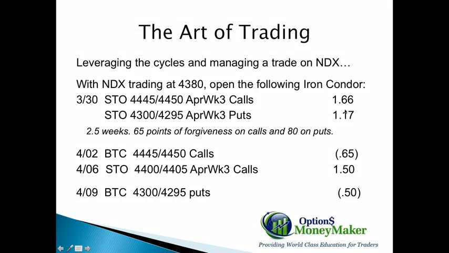And here are the credits that we took on those. There's a 65-point forgiveness factor on the calls and an 80-point forgiveness factor on the puts from where we're currently trading. This is a well-placed Iron Condor, and we opened both legs at the same time. On the 2nd of April, we closed the calls. We gave back 65 cents of the $1.66 we took in. That was a nice profit.